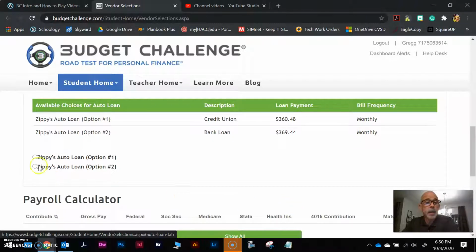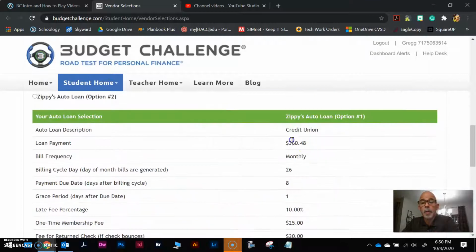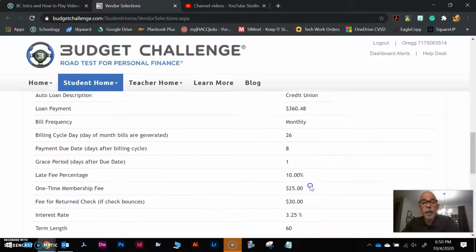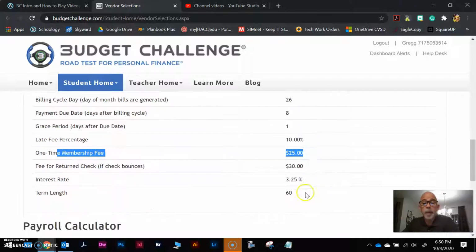Why is that? If I go to Zippy's auto loan option number 1, which is a credit union, my late fee percentage is 10%. One-time membership fee is $25. So I've got to pay a membership fee to join the credit union, $25. The interest rate is 3.25%. So we want something low here. Term, again, that's how many months or how many payments we're going to make. So that's 5 years we're making that payment in real life.